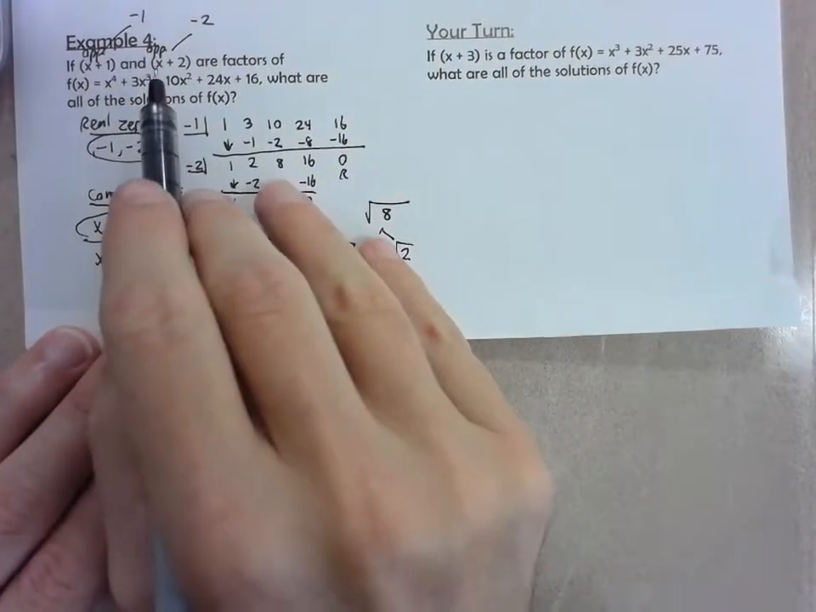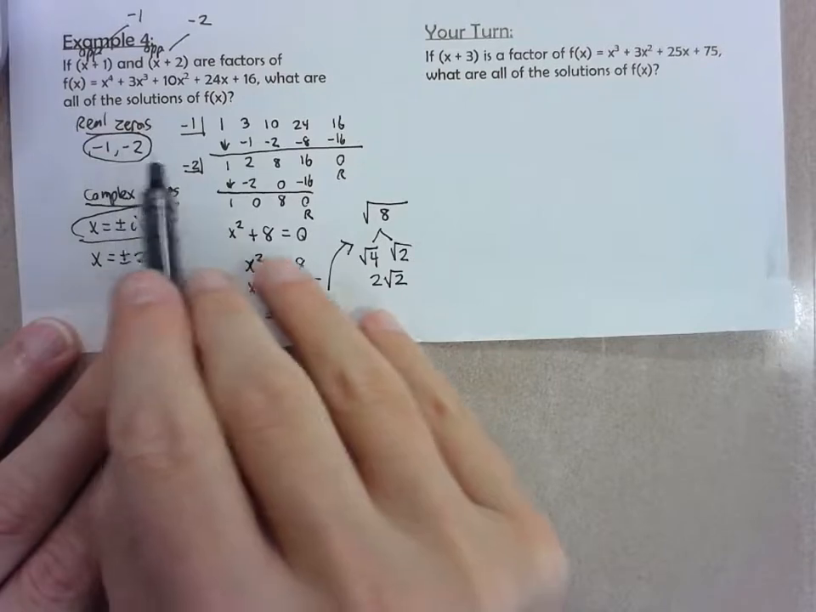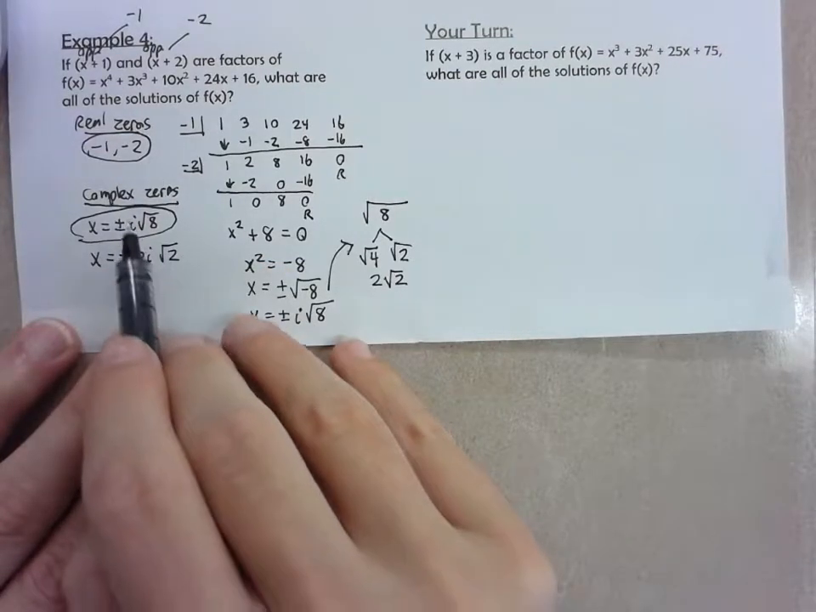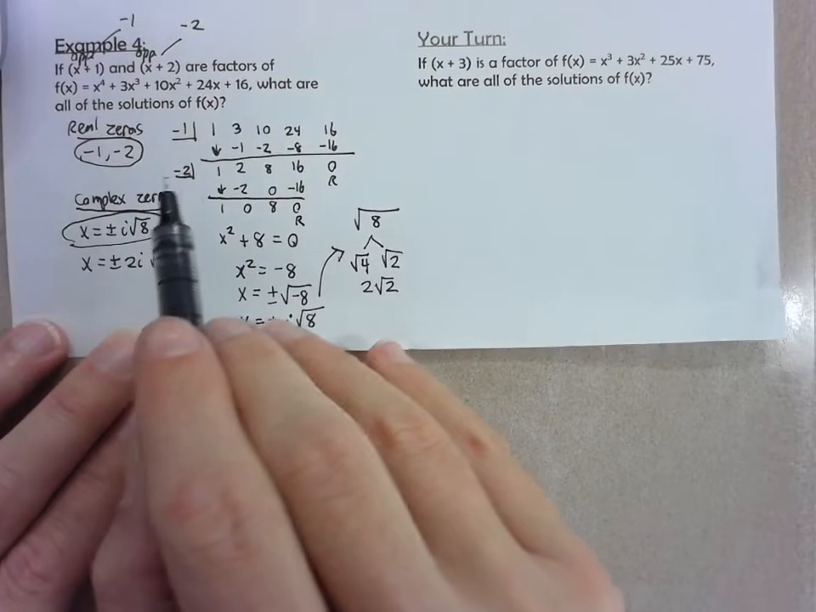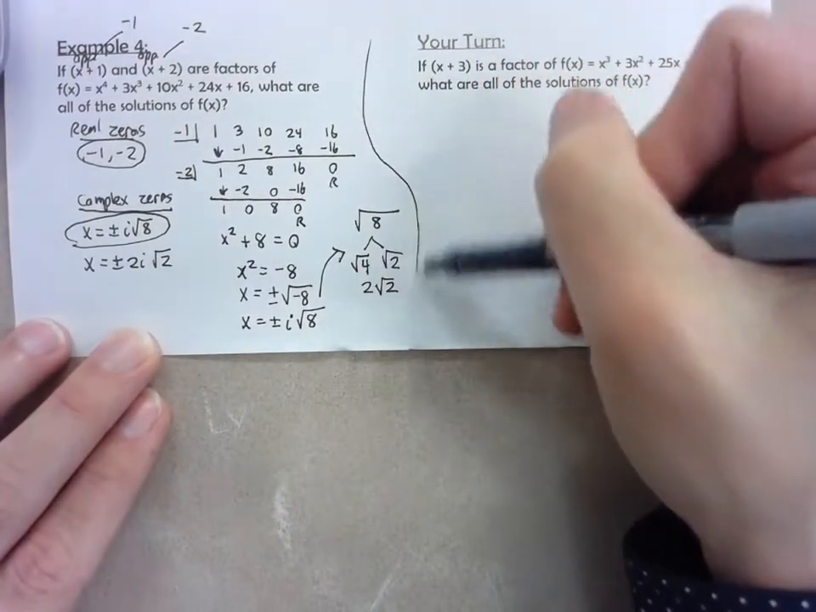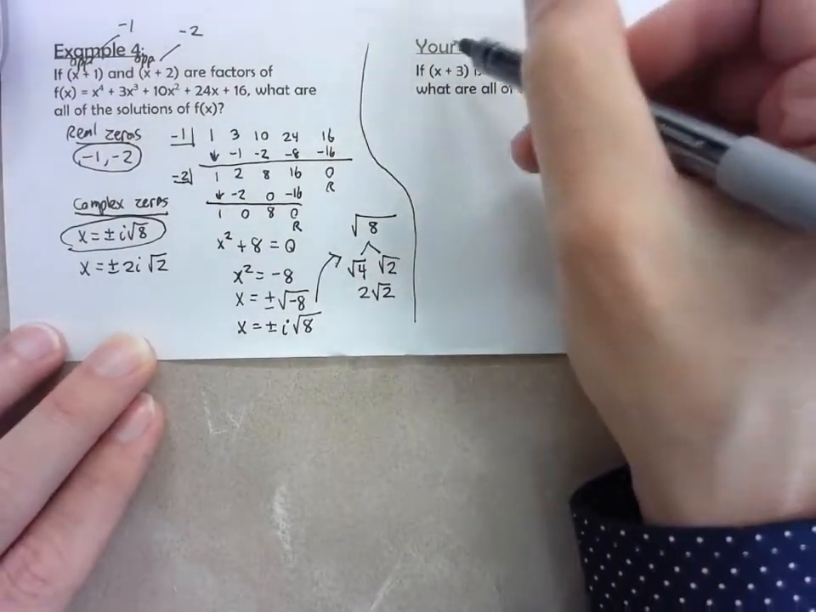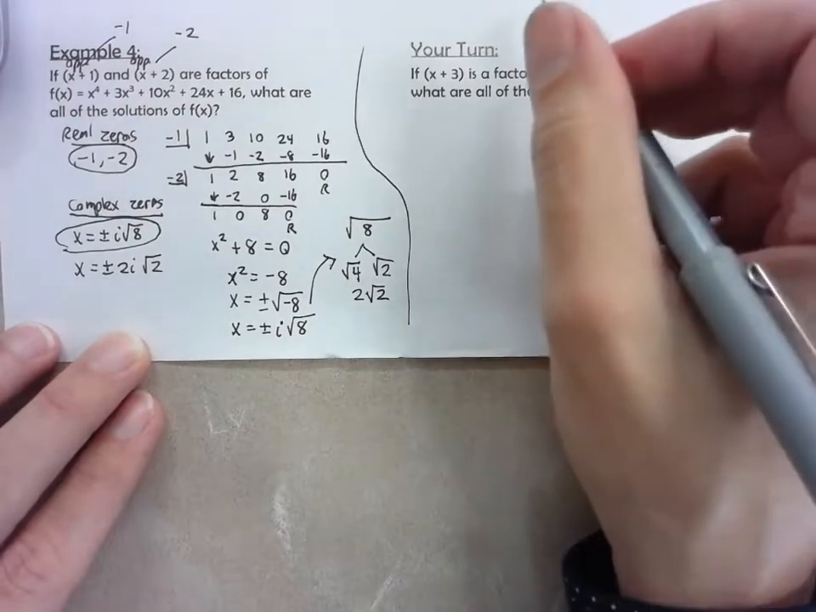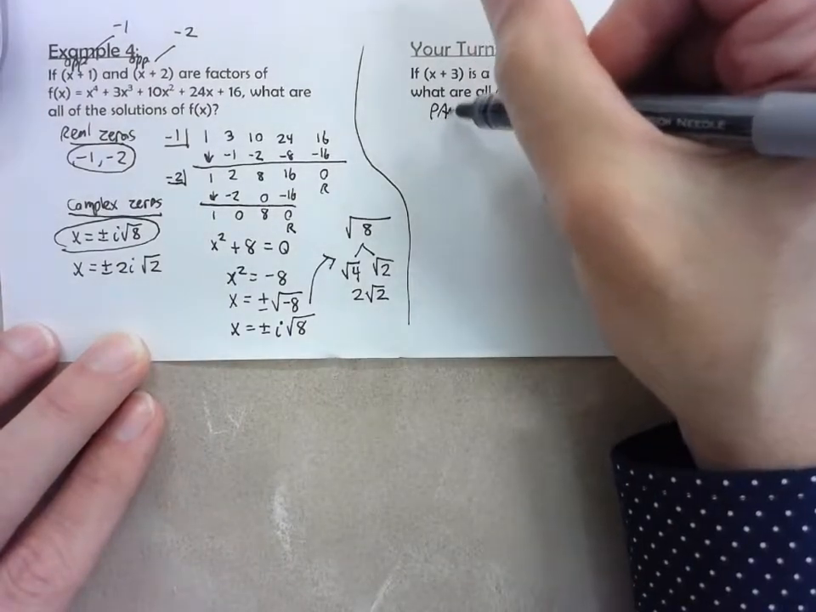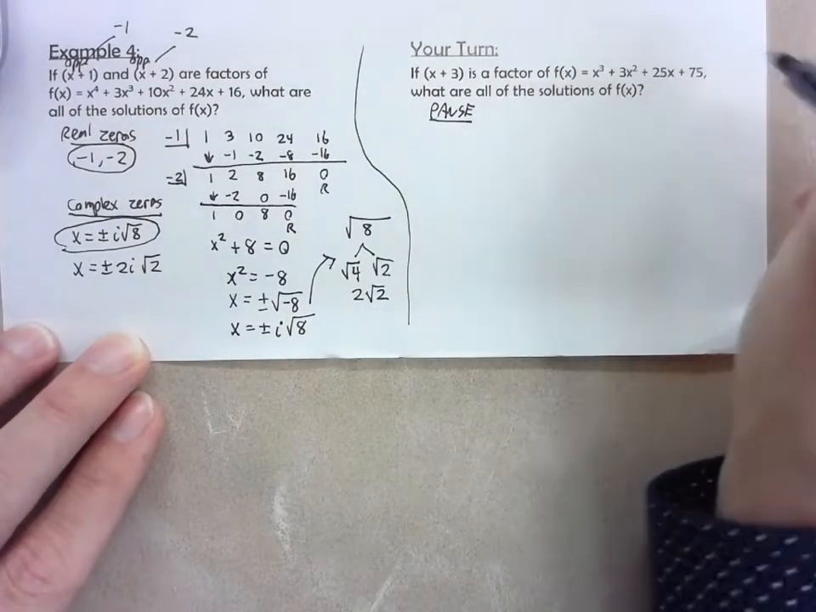And again, that's fourth power, 1, 2, 3, 4 solutions, since the plus and minus count as 2. Try your turn and see if you're able to come up with all the solutions for that. So pause the video and try it on your own.